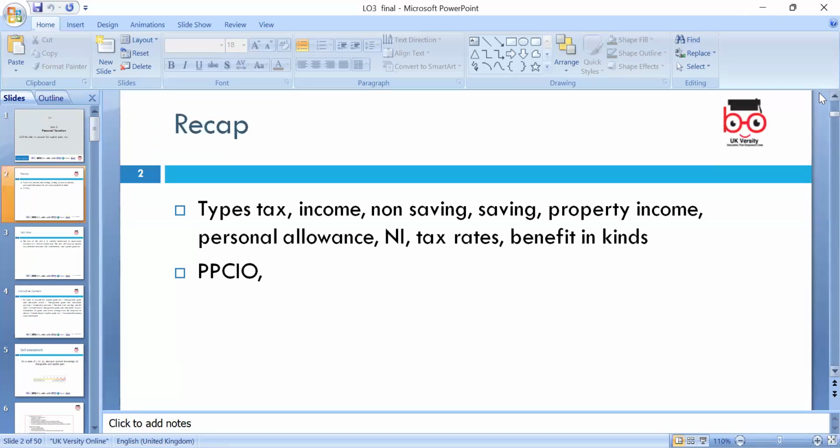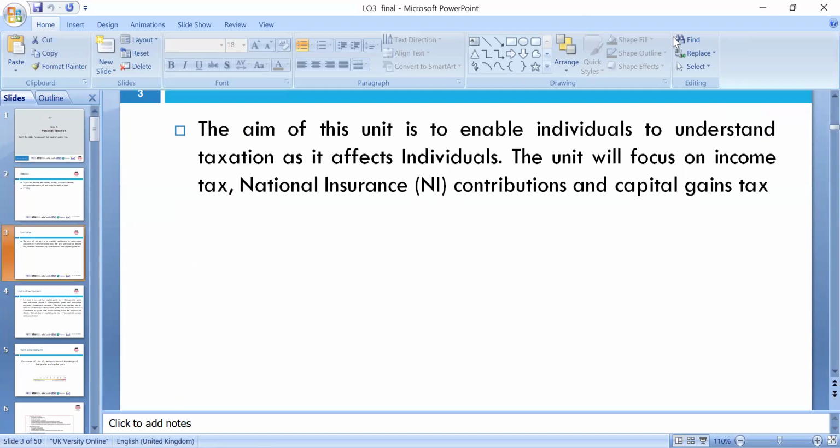and lessons, we discussed the types of tax: income tax, non-savings and savings income, property income, personal allowance, NI, tax rates, benefits in kind, and the five professional codes of ethics which we need to follow. We also discussed residency rules, resident or non-resident, and the tax rate applied.